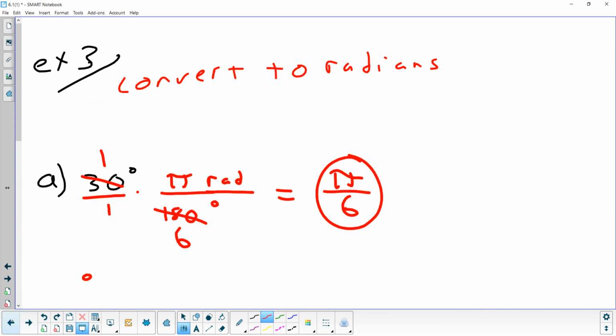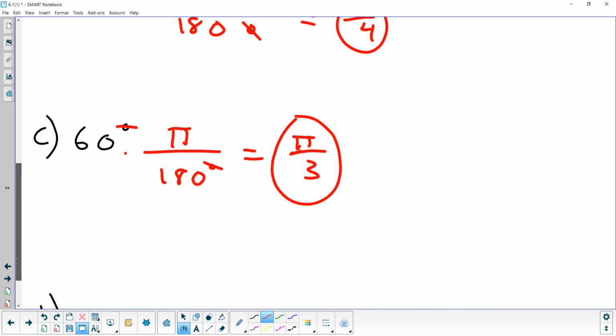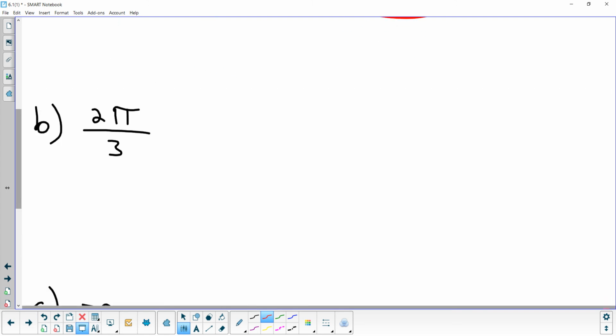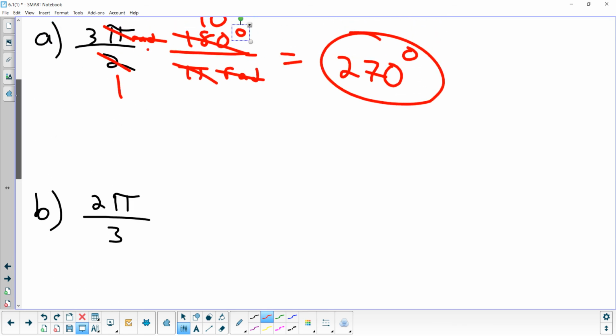Okay, so on these last ones, you might see directions that say leave your answer as a multiple of pi. And that's what we did in A, B, and C. Those are multiples of pi. Let's do one more. Do I have a negative? No, it doesn't matter. Negative doesn't change how we do it. What would I multiply by here to convert from radians to degrees? 180 over pi.